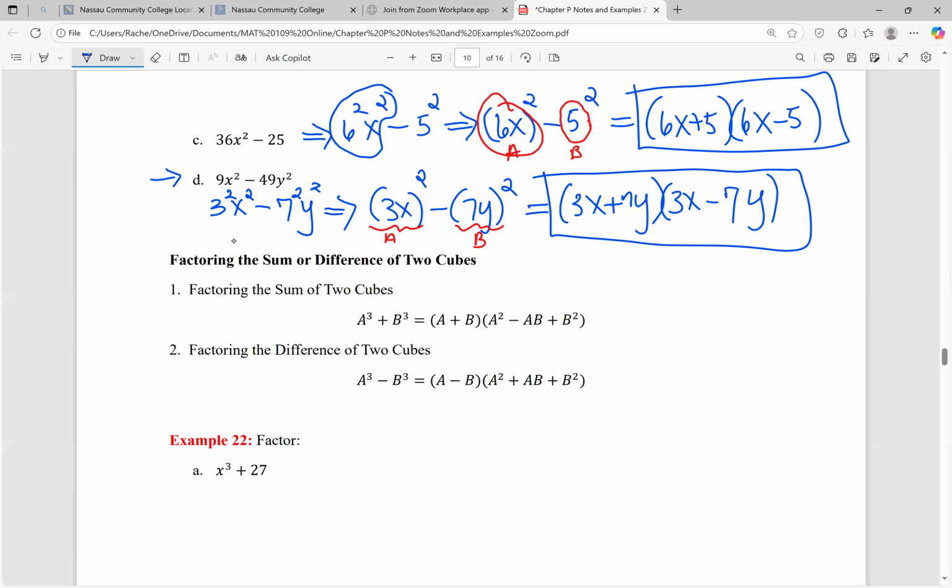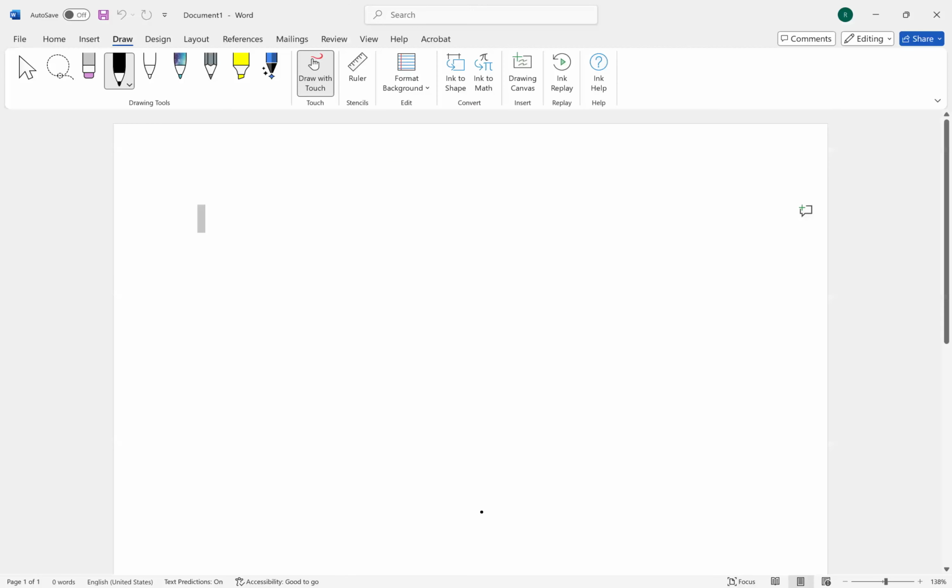Now, the last factoring method that I'm going to go over is the sum or difference of cubes. And actually, you know what? Before we get to the sum or difference of cubes, I just want to point something out. I'm just going to go to the whiteboard for a minute, because I don't want you to make this mistake. The difference of squares only works for the difference of two squares.